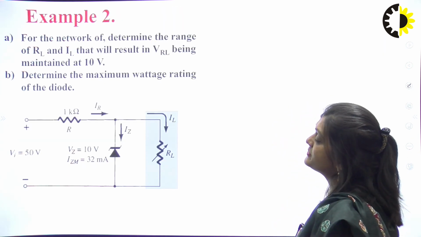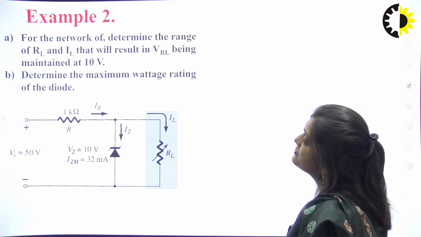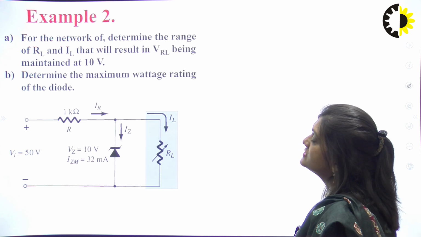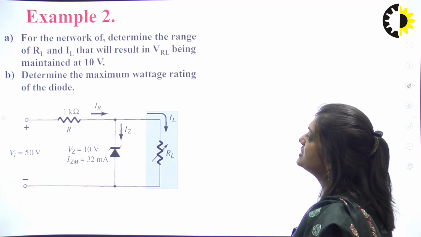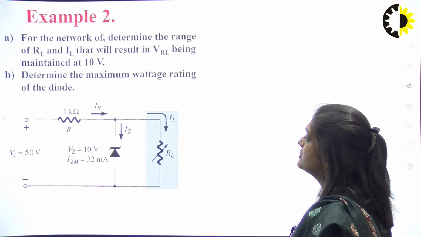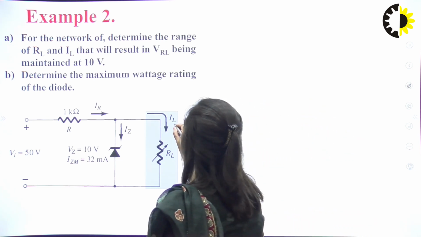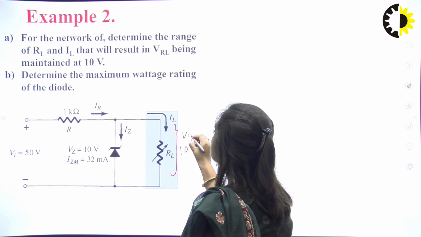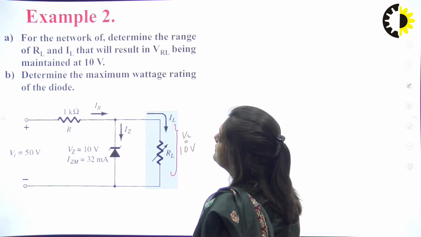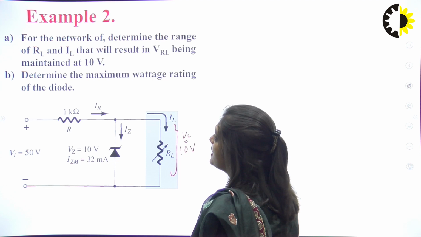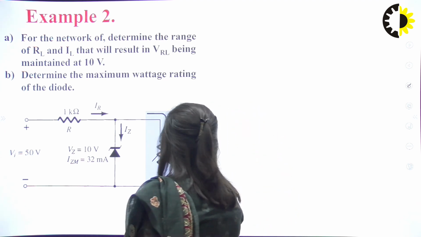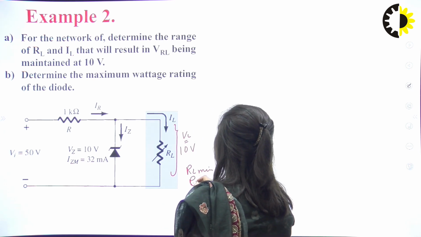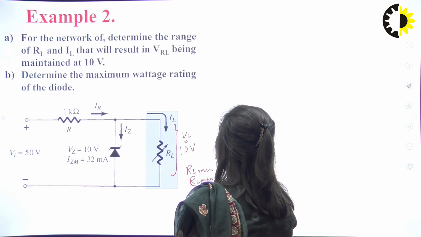So this is the numerical that we can solve here: for the network, determine the range of RL and IL that will result in VRL being maintained at 10 volt. So we have to maintain this voltage at 10 volt. VL is given as 10 volt. For the network, determine the range of RL and IL. So we have to find RL minimum, RL max, IL minimum and IL max.